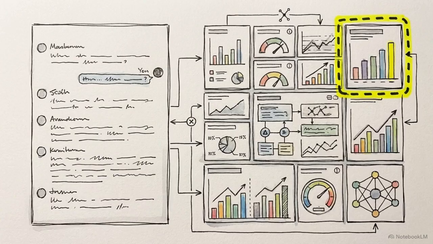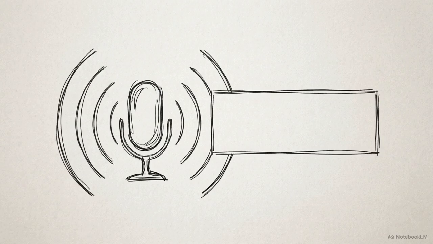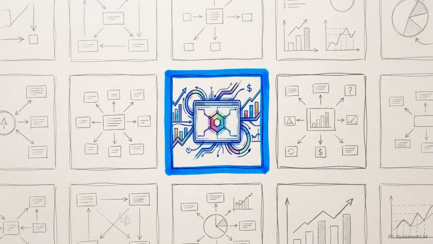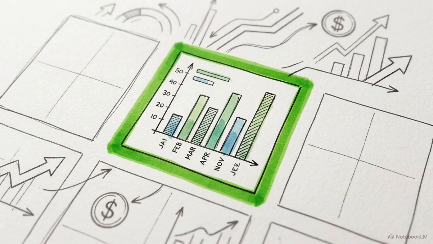Once the basic dashboard is running, you can treat the AI like a responsive design partner to refine the layout. If you want to tweak something, just ask. You can type a command like, add a prominent visual flame icon next to the retirement calculator module. The AI isolates your specific request, processes the visual update, and instantly regenerates just that section of the dashboard without breaking the rest of the page.